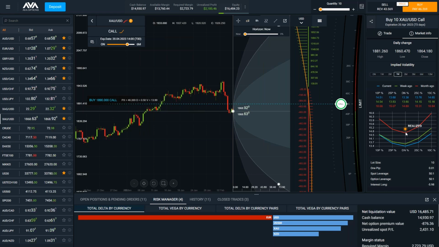Okay, I'm being asked, what's the name of the software being used? This is the AvaOptions trading platform. You can go into the App Store or Google Play and look for AvaOptions, or you go to the AvaTrade website and sign up for an AvaOptions trading account, and then you can use this web trader. And of course, you can use it for FX and options.